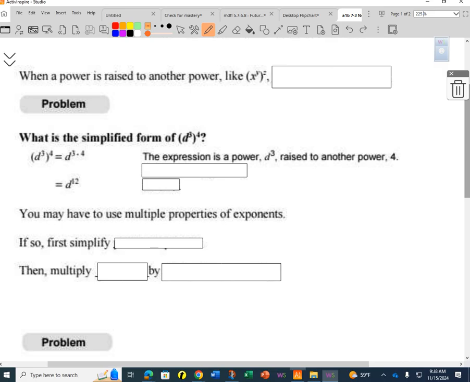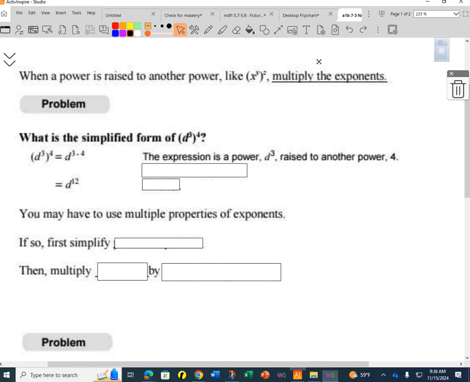When a power is raised to another power, like x to the y power raised to the z power, we multiply the power, multiply the exponent. So when we read it as a power, that means that's the exponent. So look at the next example. If you can't see it great as far as little exponents, remember you have the same thing on your desk. It's c to the 3rd power raised to the 4th power.